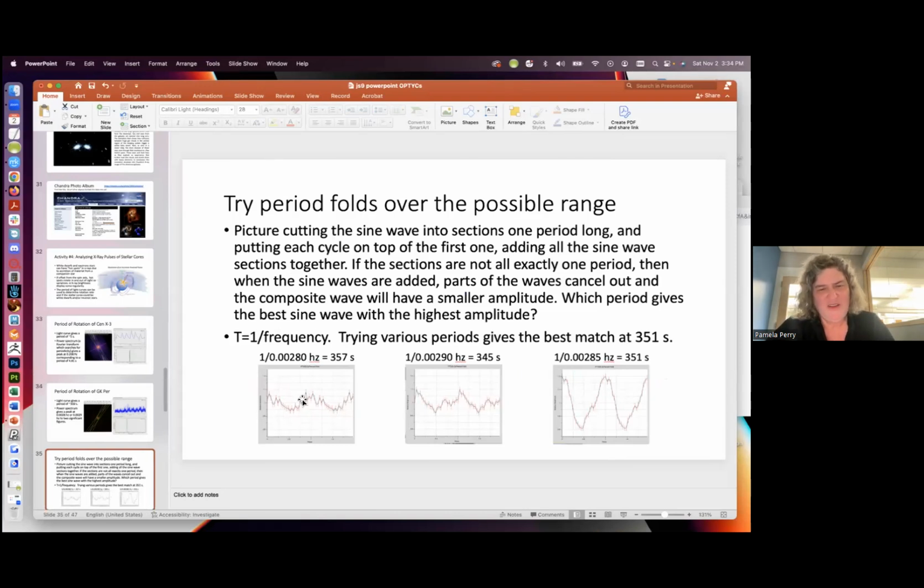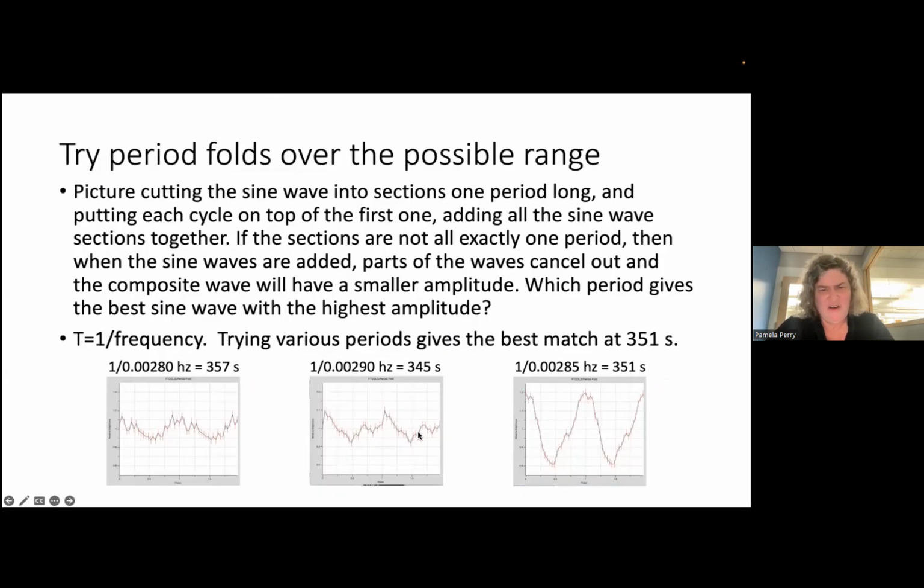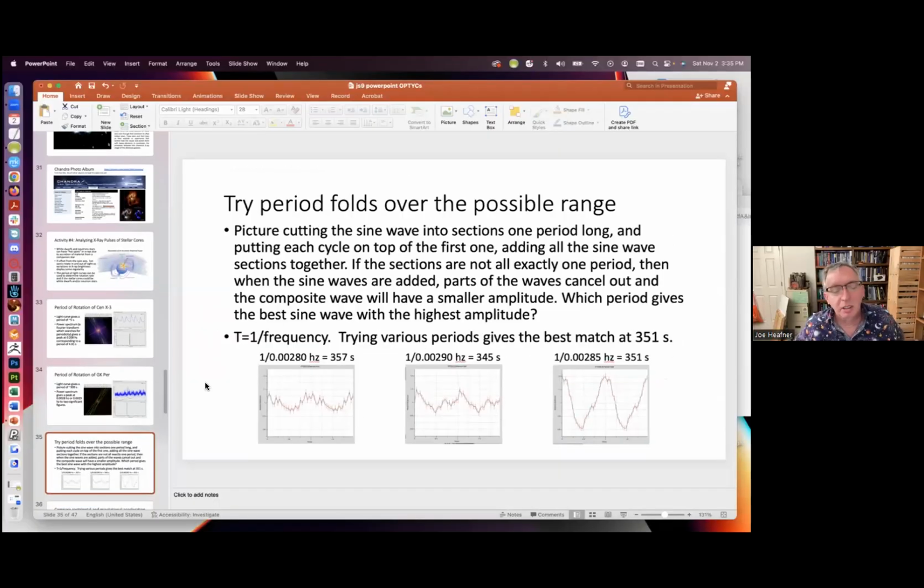I tried 357 seconds and it looked like this. I tried 345 seconds and it looked like this. And I tried 351 seconds and it looked like this. So that kind of helped me zoom in, but I don't know that the period fold is necessary. I think just the power spectrum is good enough. So it's almost like there's a resonance there when you pick a correct period. Yes, resonance in that graph there. Yes. Okay.